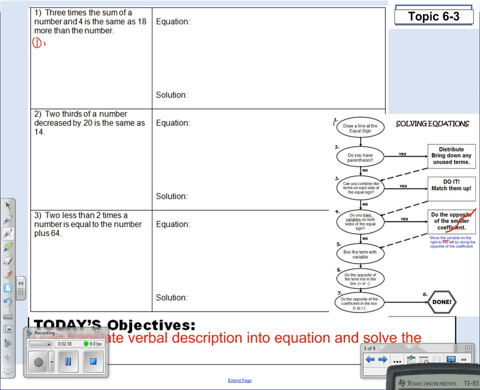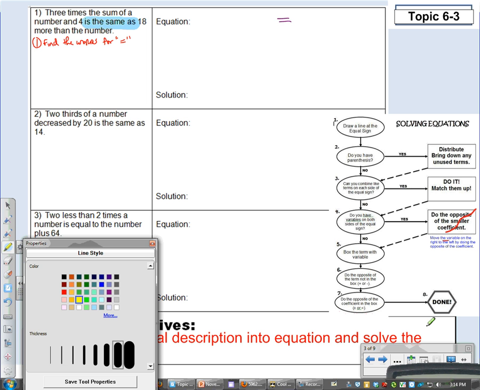So first step, find the words for equal. If I read the first problem, it says 3 times the sum of a number and 4 is the same as 18 more than the number. Our word for equal is the same as. So where I see is the same as, that's what we're going to have for equal.